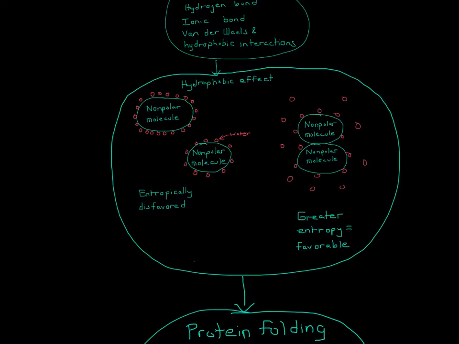So what it will do is it will force these 2 nonpolar molecules to stick together. Therefore, if you notice, there's less water around the molecules entirely, right? For example, there's so many water molecules here, but when they're forced together, there's very few water molecules. And the rest of the water molecules can be a lot more disordered. And so this is favored in nature. So greater entropy is more favorable.